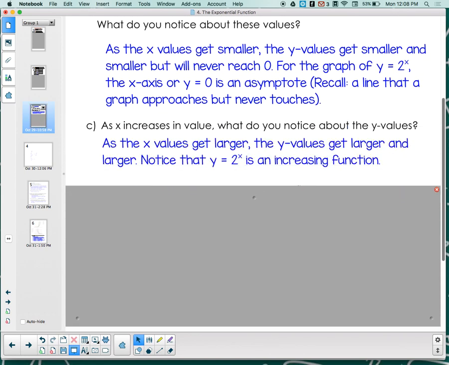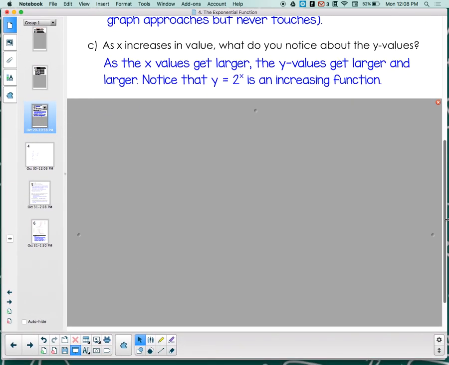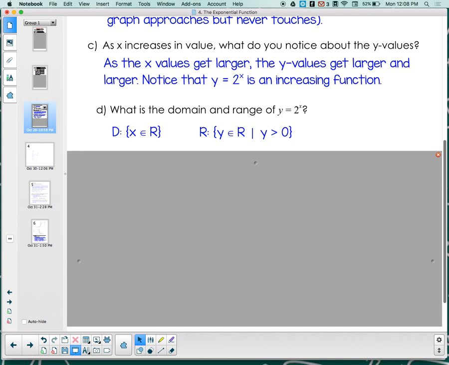Let's continue. As we already said, when x is increasing, our function is also increasing. Now, our domain and range. The domain is very easy because you have negative values of x and positive values of x, so your domain for x is all real numbers. Your range, however, because of this asymptote, is any numbers greater than 0. So your range is all real numbers greater than 0.